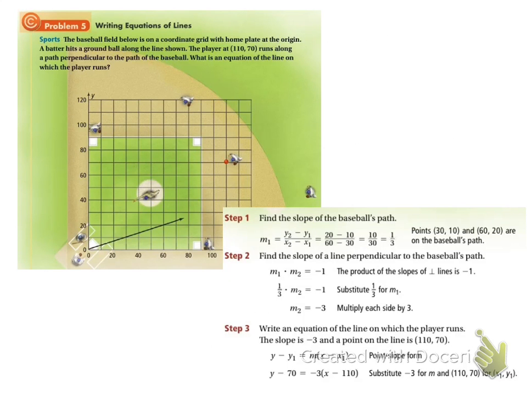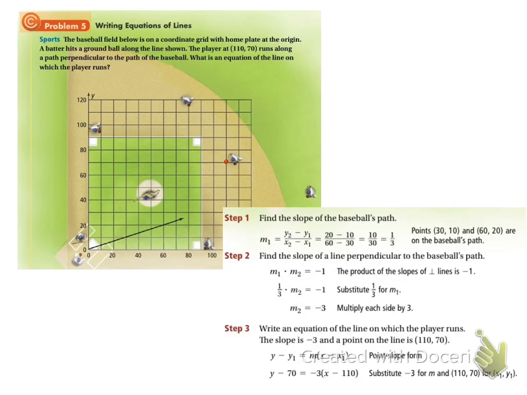Okay, here is just a story problem. So same things we've been doing, but now it's just with a supposedly real world situation. The baseball field below is on a coordinate grid with home plate at the origin. So we're only looking at the positive coordinate or quadrant 1. A batter hits a ground ball along the line shown. The player at 110, 70, this guy, runs along a path perpendicular to the path of the baseball. What is an equation of the line on which the player runs?